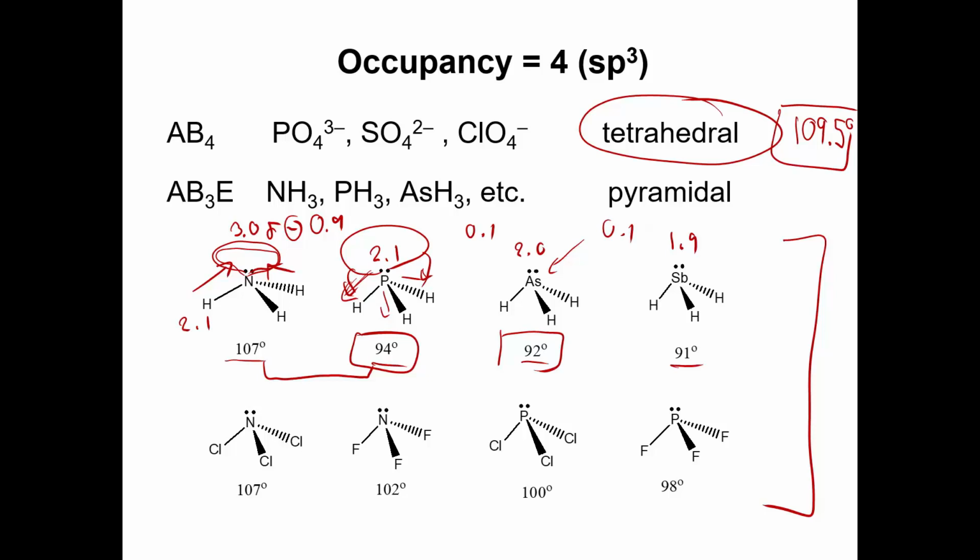And then antimony is also one further down, and it's again just 0.1. So the polar bonds are about the same, and there's just a little bit of a drop in electronegativity. The same argument can be made for these here, right?